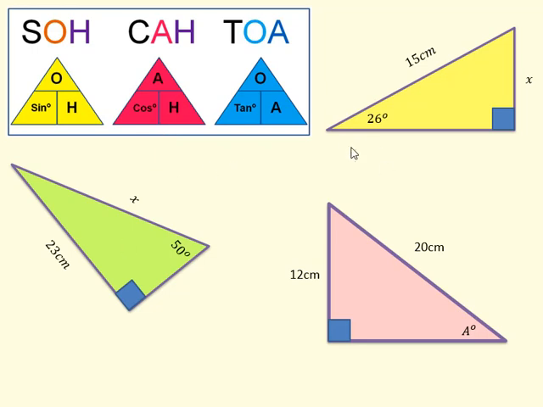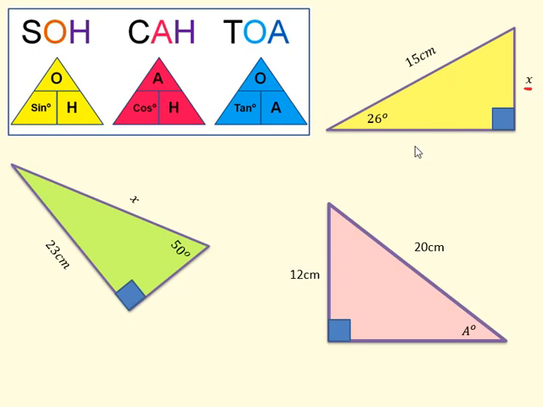In this video, we're going to look at how to use SOHCAHTOA to work out missing sides and missing angles, and we're going to do these three questions here in one go. Right, so let's get to it then. So in this triangle here, we're asked to work out this side here.